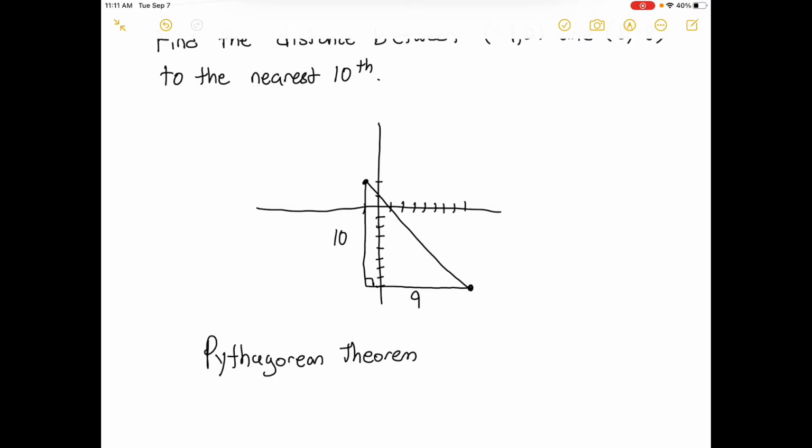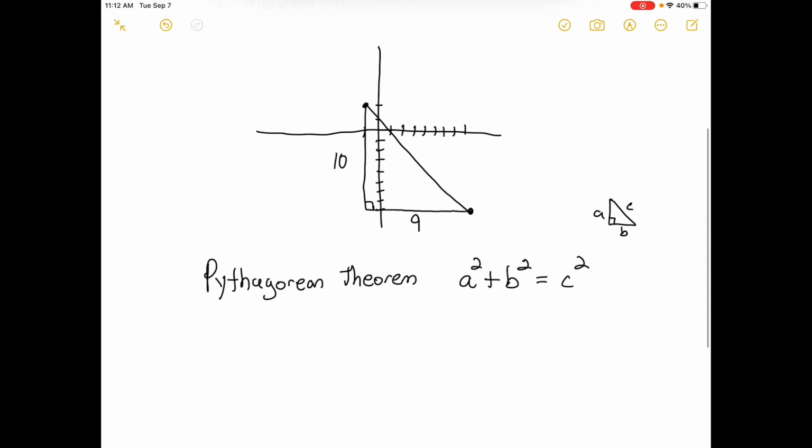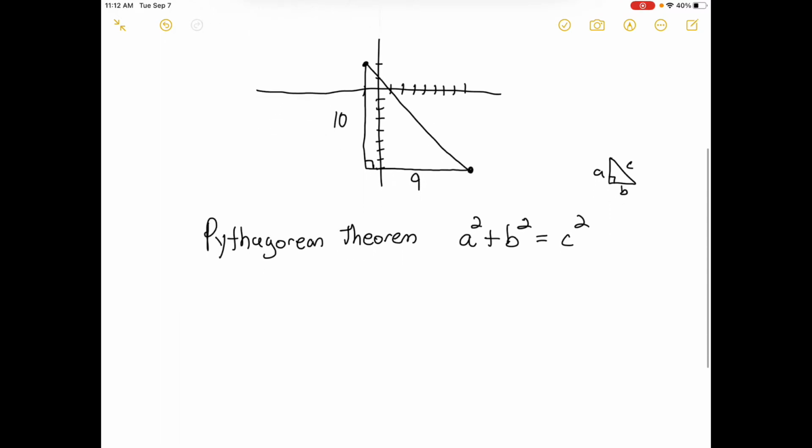And the Pythagorean Theorem says that for any right triangle, you have your legs, which are a and b. So a, you square a and you add it to b squared, that's going to equal my hypotenuse squared. So a right triangle a, b, c. The legs are a and b, the hypotenuse is c. If I square my legs and add them together, it's going to equal my hypotenuse squared. So let's use this theorem to find our hypotenuse, or our distance between the 2 points.